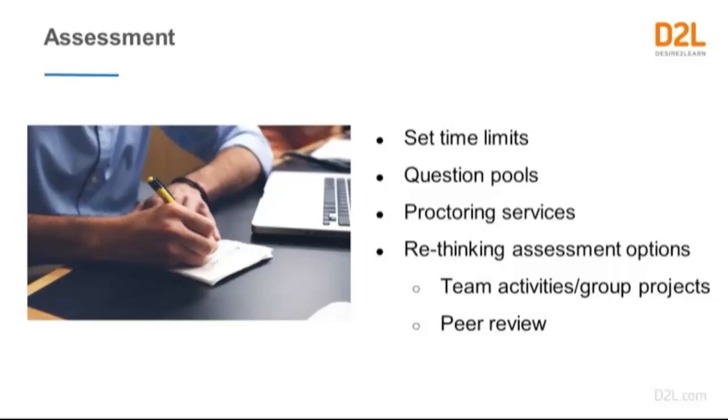So you can think about things like setting a time limit on the test, which makes it harder for them to look things up, using a question pool so that not all learners are getting the same questions, and randomizing question order and response option order, so it's harder if a couple of learners are sitting together to look over each other's shoulders and see what they're each putting for their answers on questions.